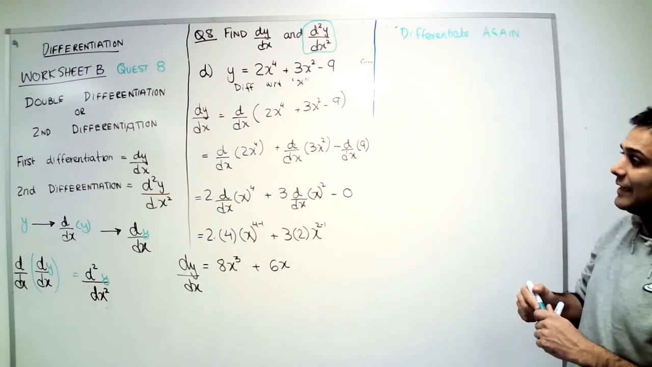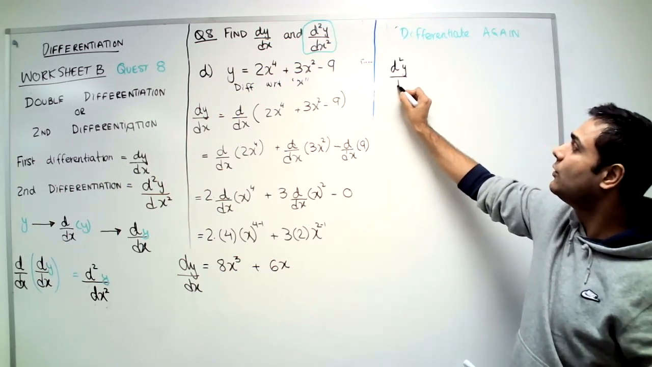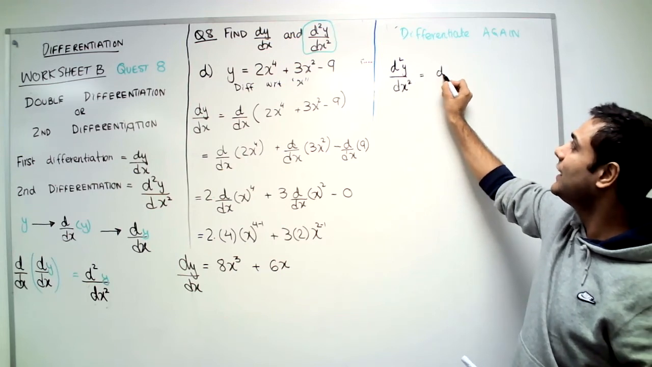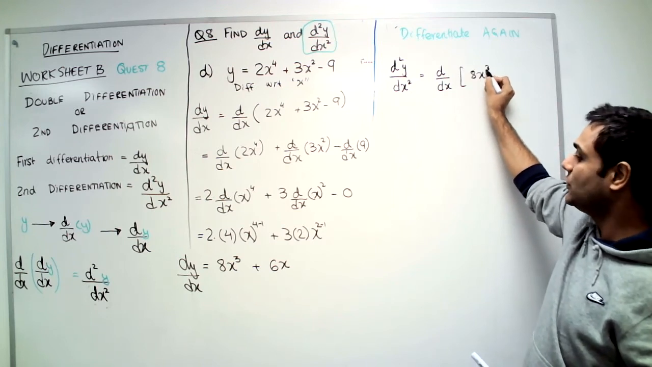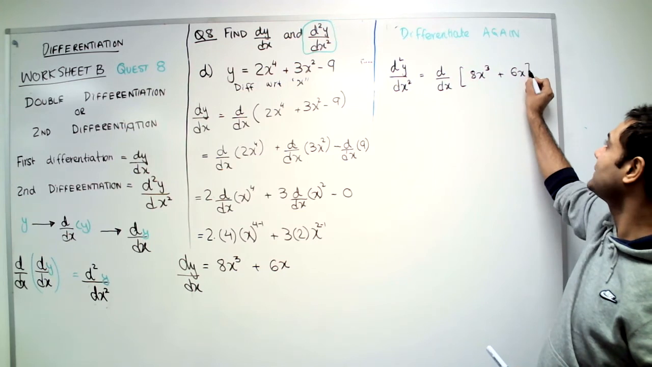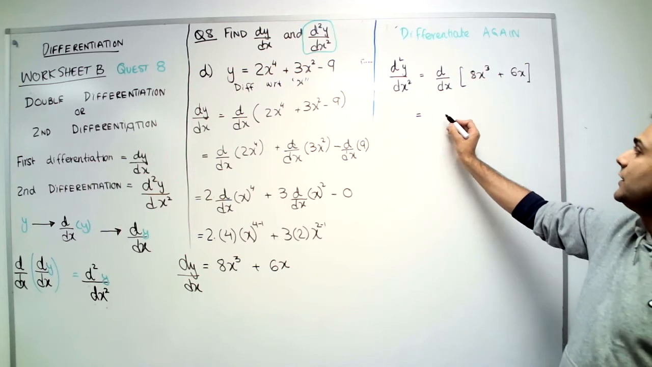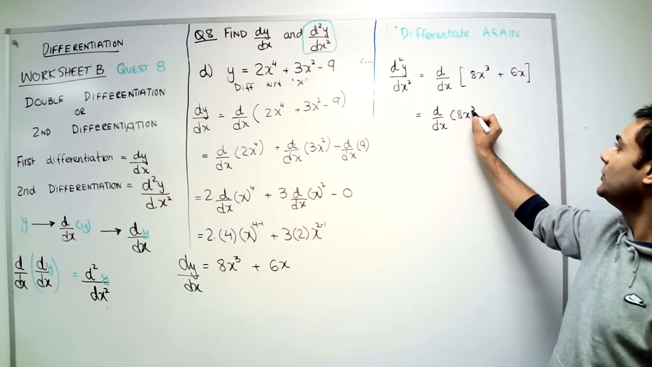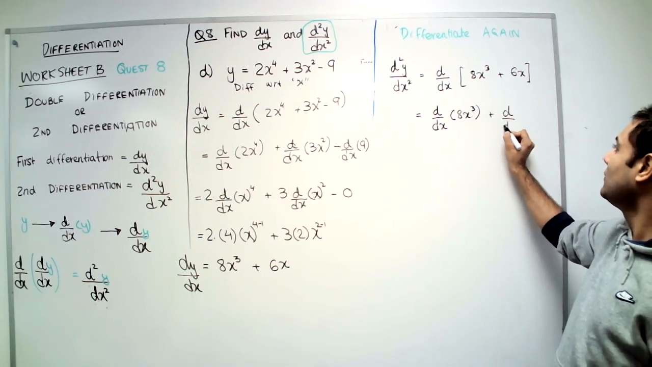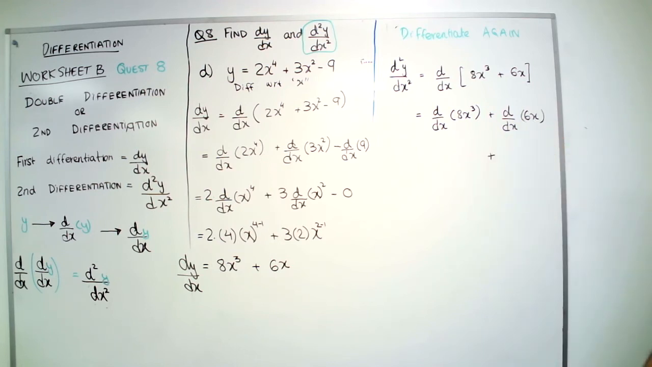We differentiate that bit again. When we differentiate the other bit, that becomes d squared y over dx squared. And on this side, it becomes d over dx of 8x cubed plus 6x. Now, as we normally differentiate, that becomes d over dx of 8x cubed plus d over dx of 6x. You know, d over dx of 6x is just 6. So I just put that one first.